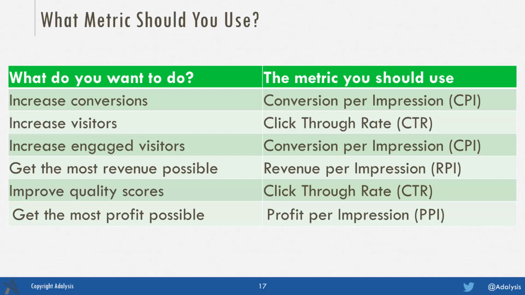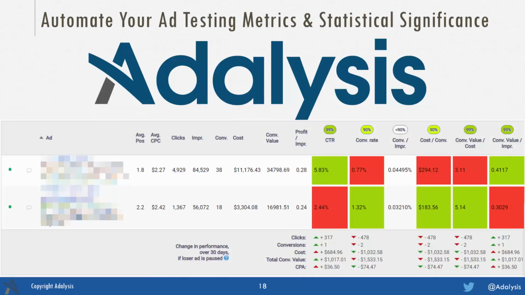And then your highest conversion per impression and revenue per impression really lets you take advantage of the entire search opportunity by showing the best ad possible for every impression out there. You can do this math yourself. You can use a system like Analysis, which will automatically figure out all these metrics and alert you when you have statistical significance in one of these chosen ad testing metrics.